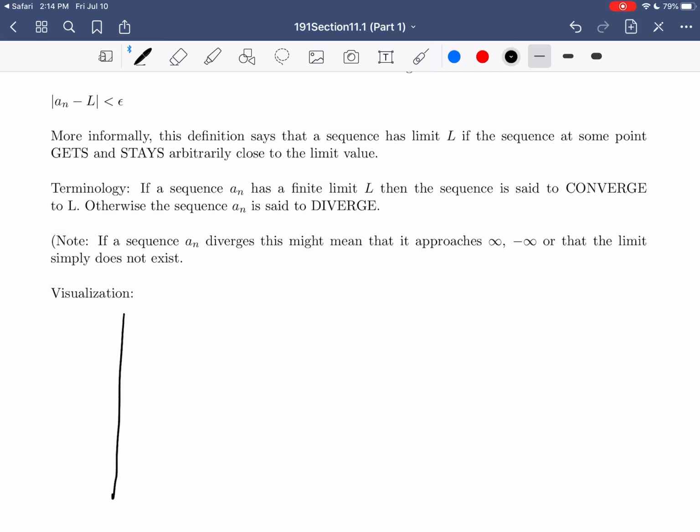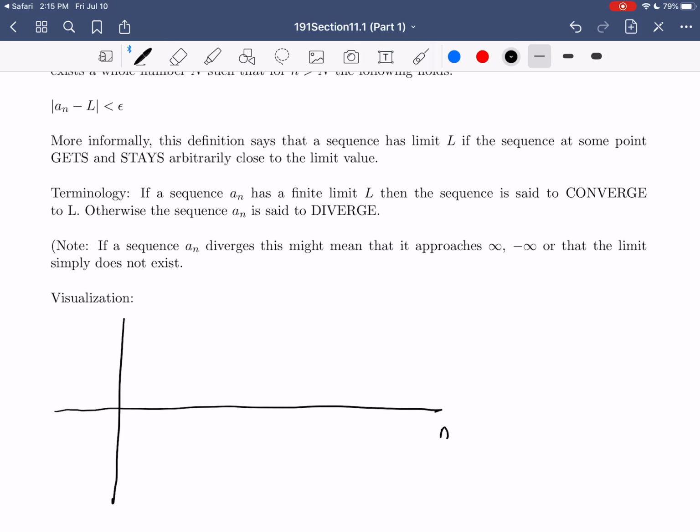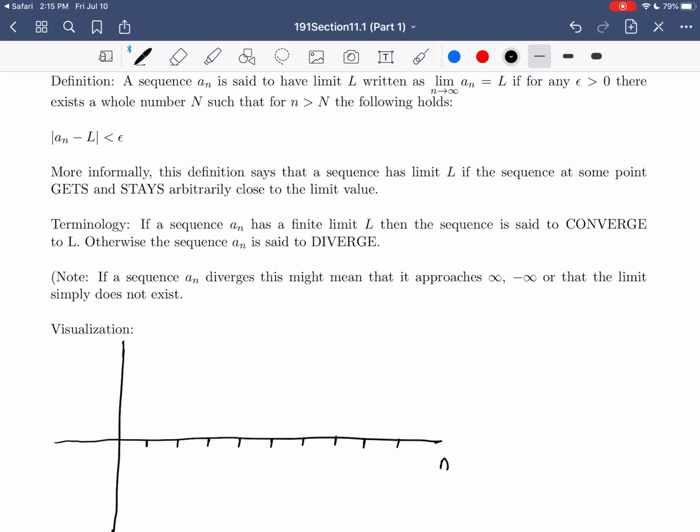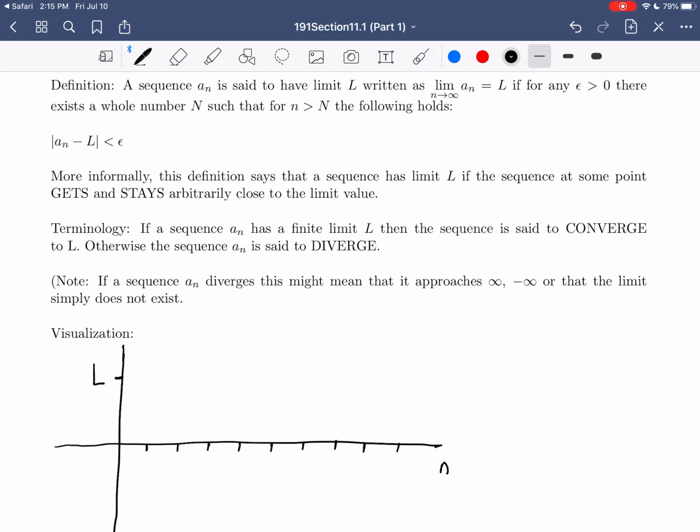Let's imagine we have a coordinate axis, and we'll label this axis n, and we're just going to care about the discrete values. Say the L that our sequence is eventually going to approach is right there. Let epsilon be greater than 0, and let's go epsilon away from L. So up here, maybe this is L plus epsilon, and down here, this is L minus epsilon.